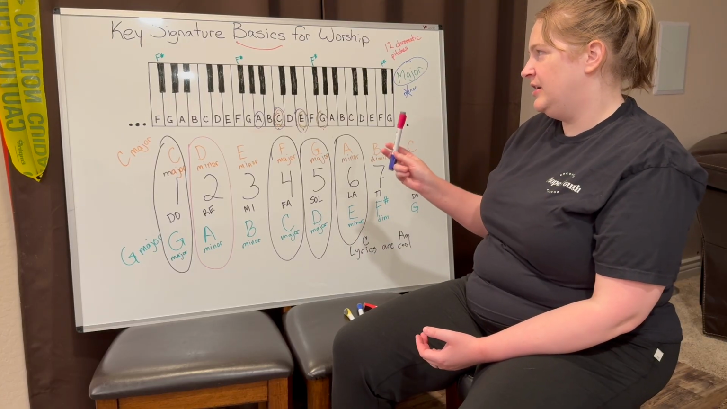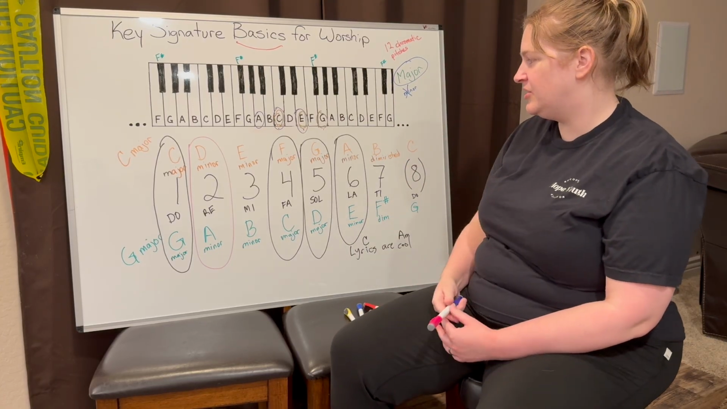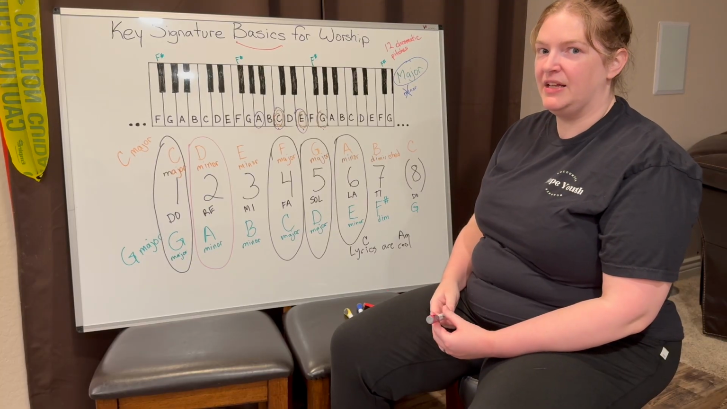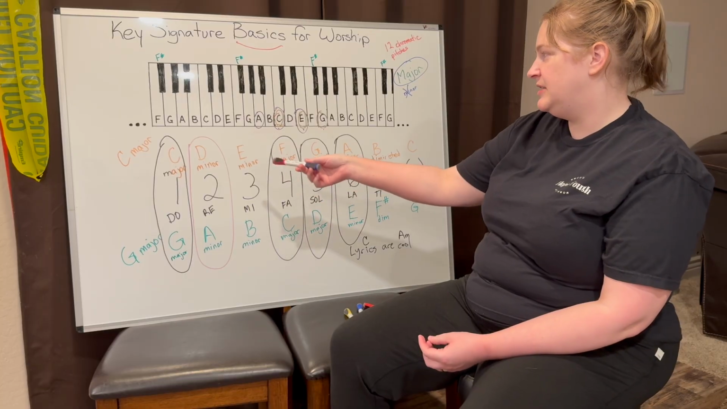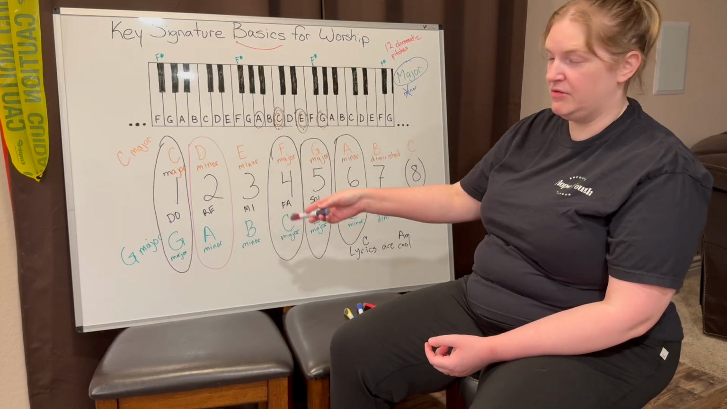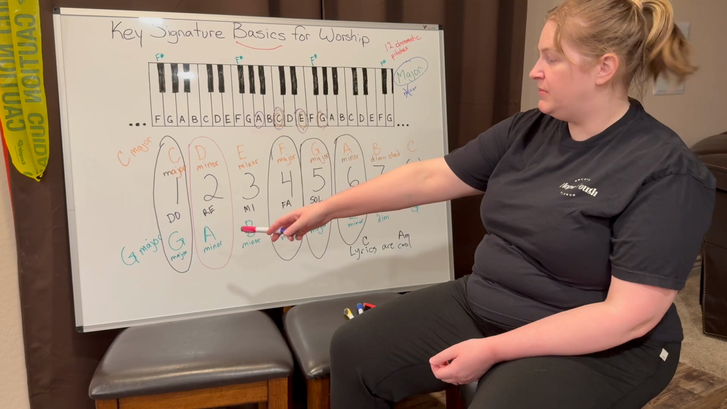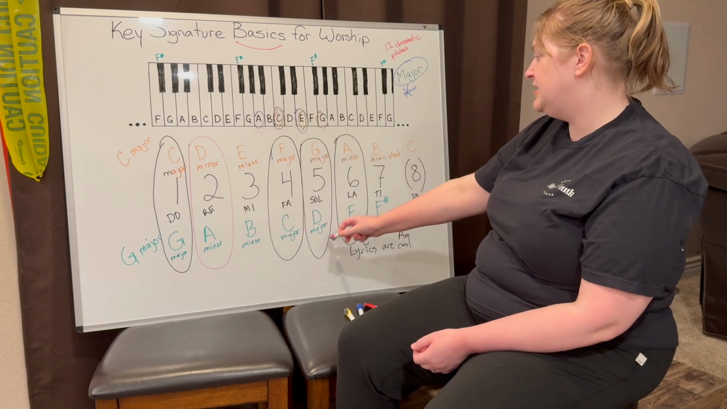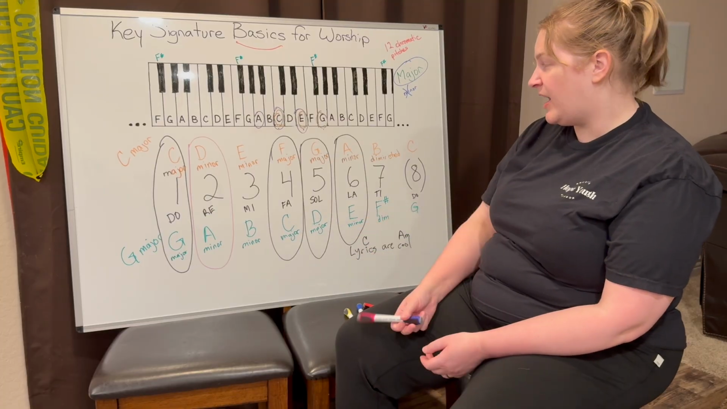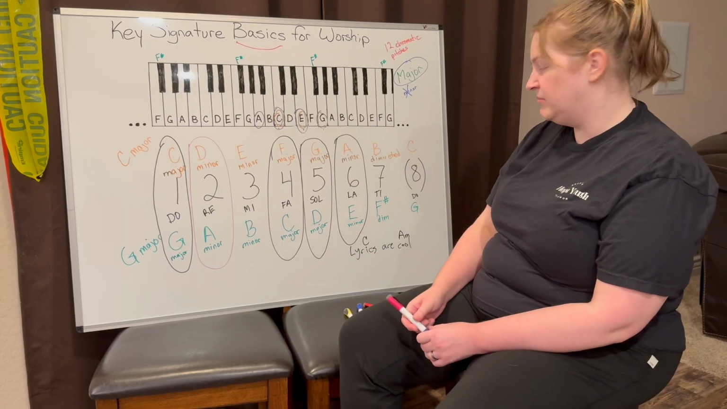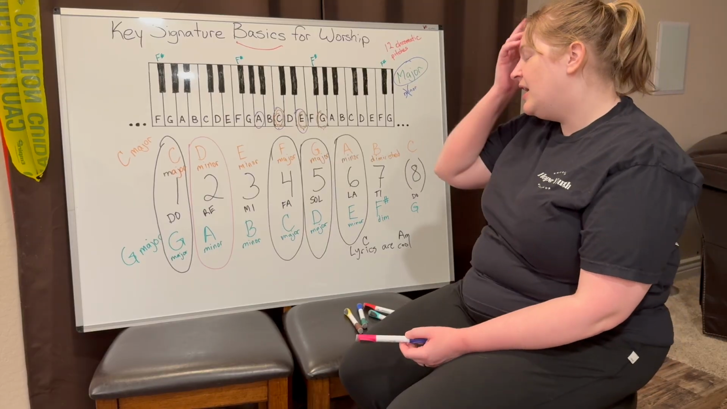Okay, key signature basics. So we now know that if we are playing in the key of C, we can play C, F, G, A minor, and D minor. If we're playing the key of G major, we can play G, C, D, E minor, and A minor. And those 5 chords will cover like 99% of what you're gonna do.